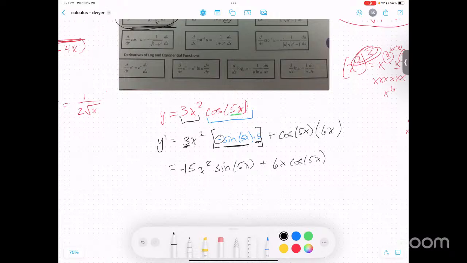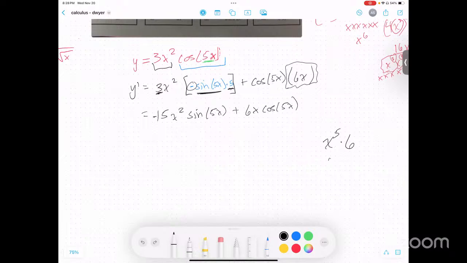Why would I do that? It just looks better. Remember, typically you put the simpler factors in front. If you had x to the 5th times 6, what's the better way to write that? With the 6 in the front. Yeah, just 6x to the 5th, right? That's all I'm doing, cleaning it up a little bit.